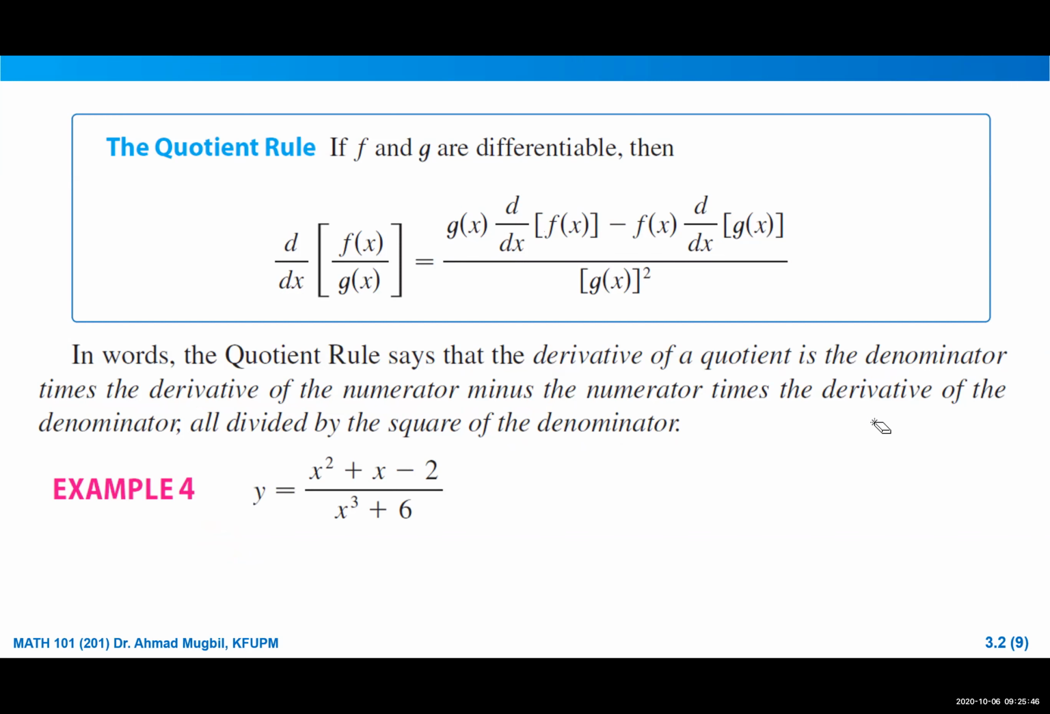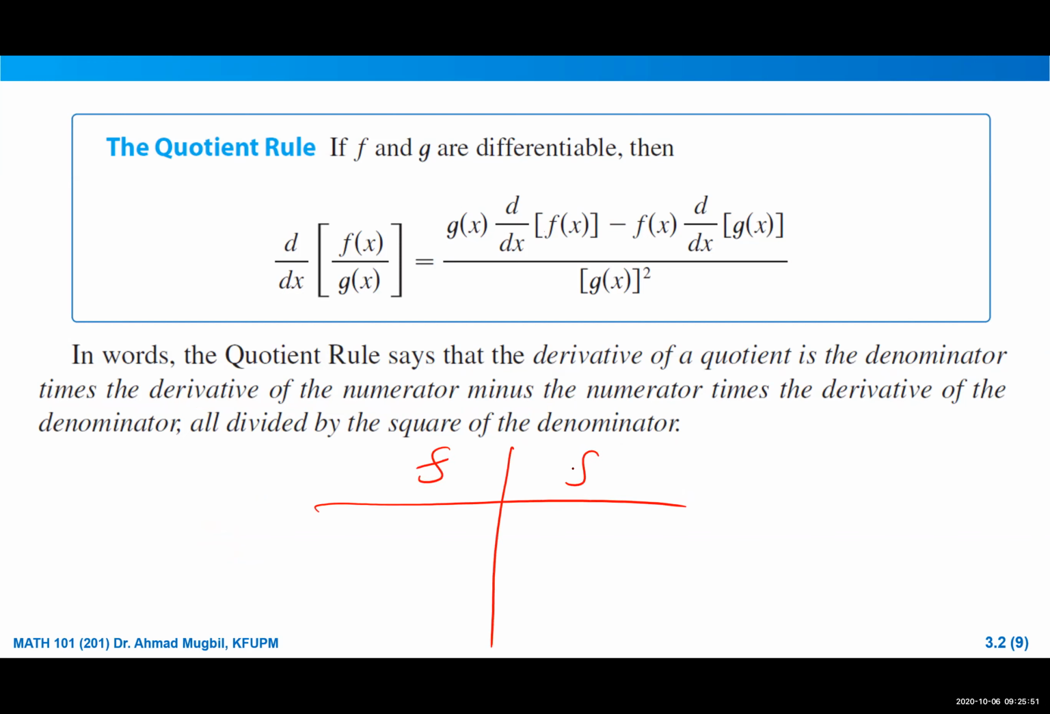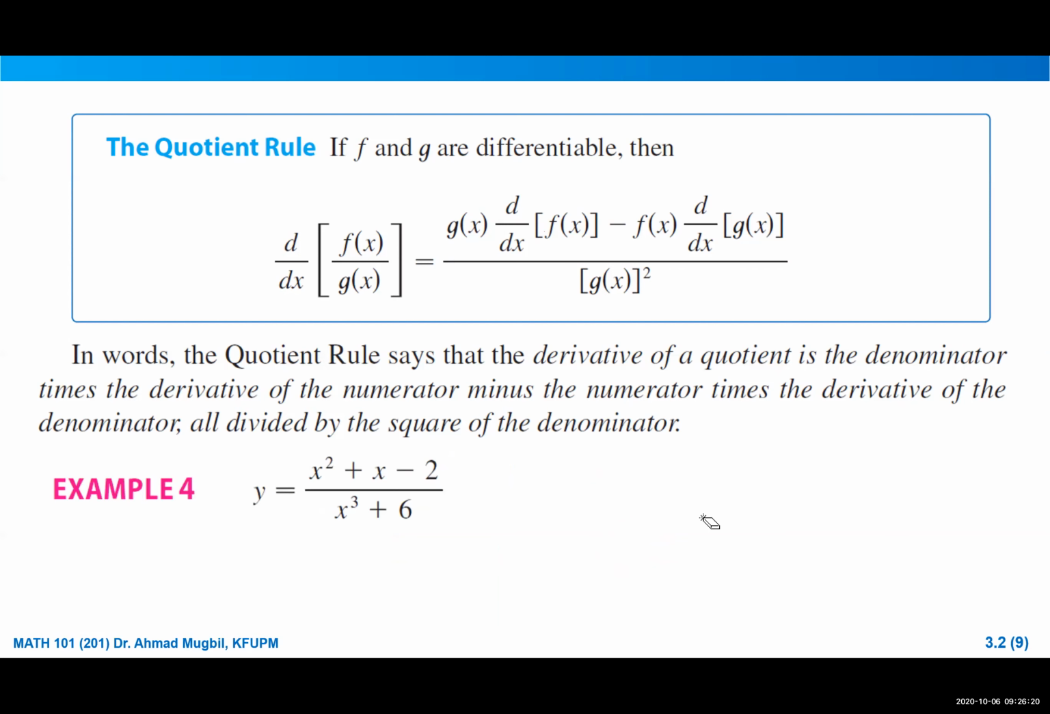Now, add this to your table. You should have a table of derivatives, your own table, right there. If your function is f over g, what will be the derivative? The derivative will be g f prime minus f g prime over g squared. That's it. Now let's apply it whenever we have a quotient. So we have example number 1.